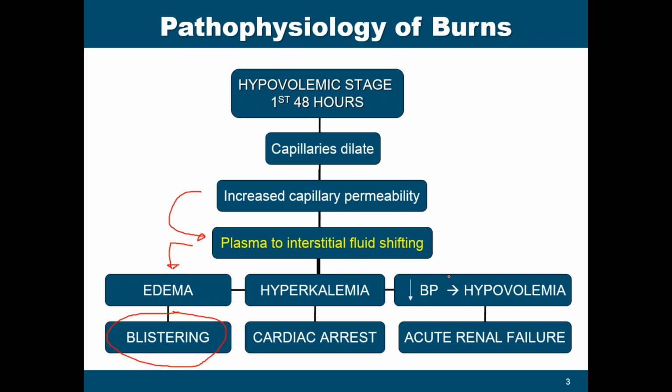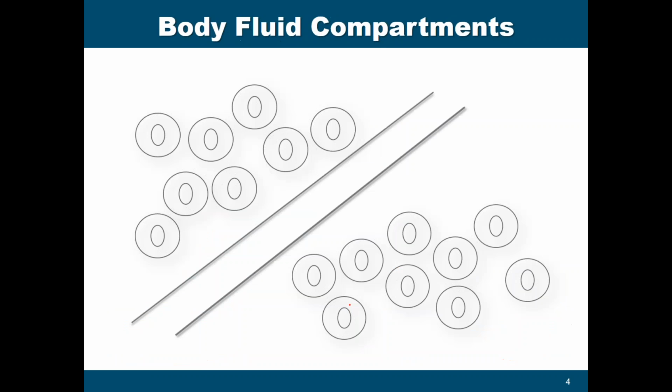With the fluid shifting, the major impact is a decrease in the blood volume and a decrease in the blood pressure. A decrease in the blood volume will also decrease the circulation to the vital organs, especially the kidneys, and the kidneys cannot function without the blood volume. With decreased blood volume, there will be decreased renal perfusion that will lead to acute renal failure. So this is the general picture of a patient after a major burn injury in the first 48 hours.